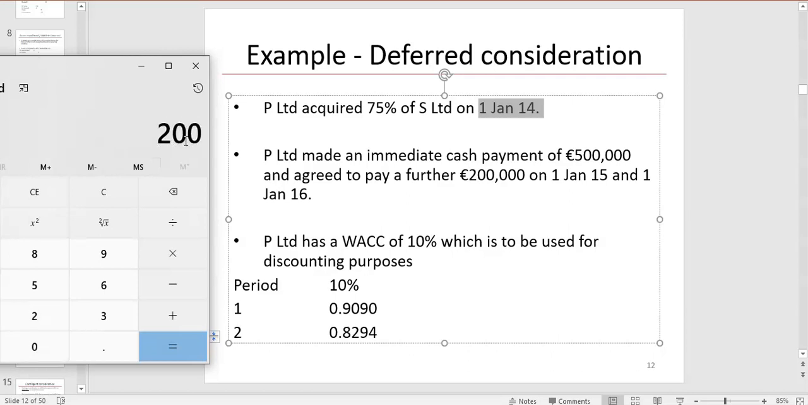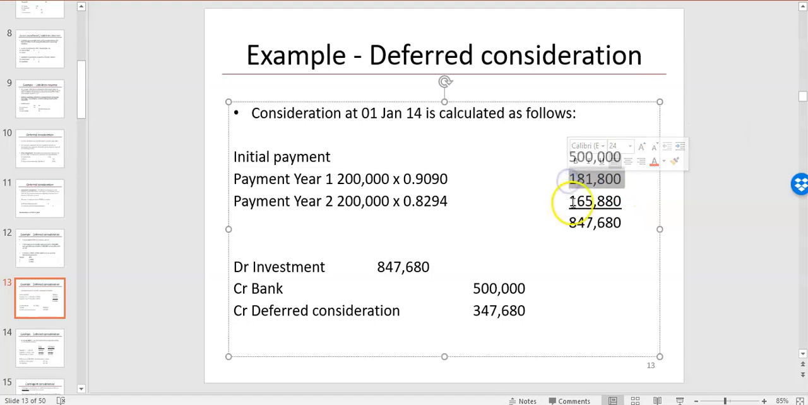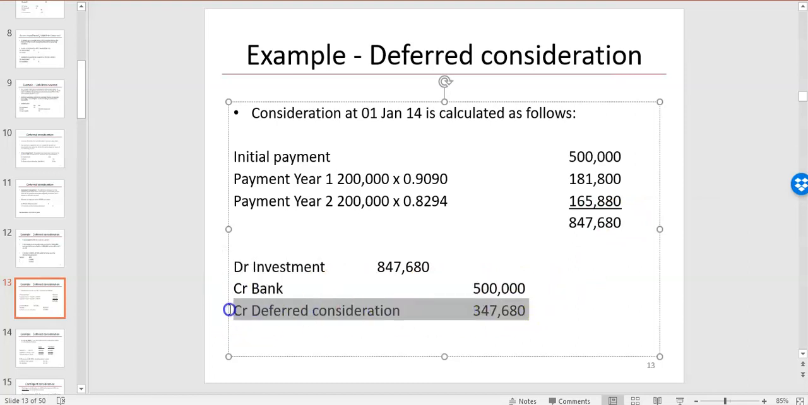That will be a liability in the statement of financial position because it's going to be paid soon. The other 200,000 is going to be multiplied by 0.8294, the discount factor for 2 years at 10%. That is 165,880. So you debit the investment again with that. So you have 3 items in the investment now, and you'll credit deferred consideration as well. So that's what they've done here. They've valued the total investment of cash, present value of 1 year, present value of 2 years. The cash comes out of bank, credit bank, and the rest of them are called credit deferred consideration, which is a liability.